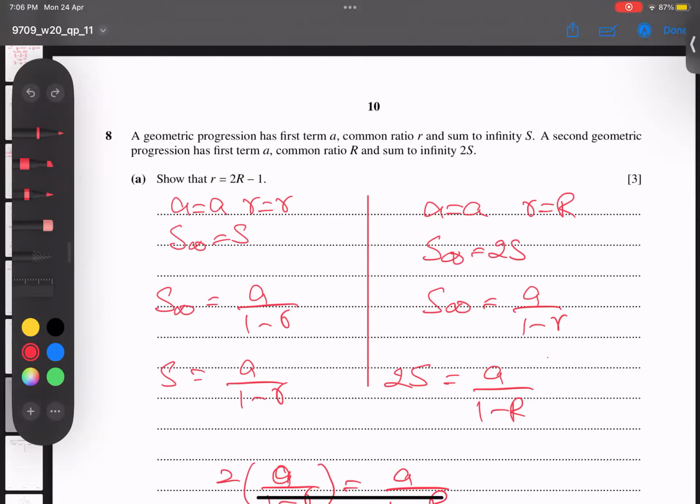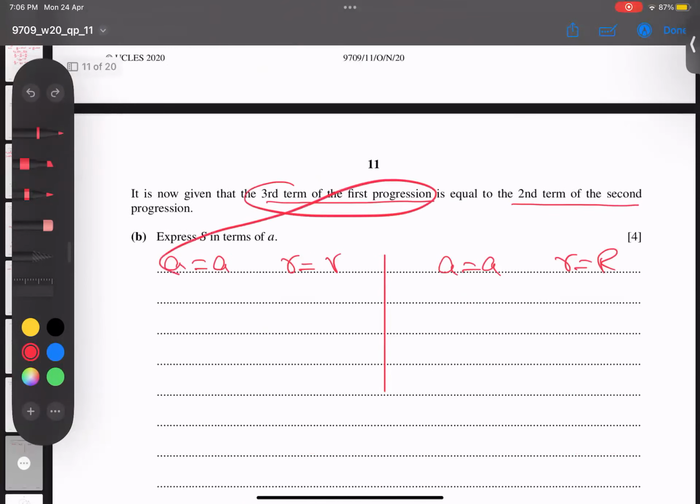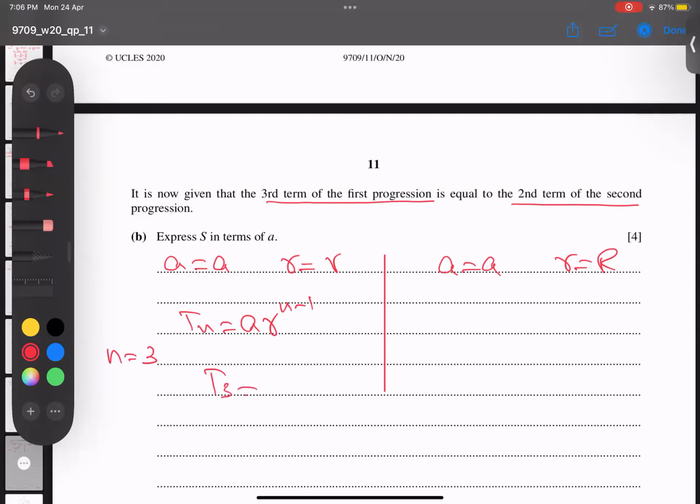In this particular condition, what he's saying now, follow please. The third term of the first progression. What is the third term? How to get the third term? Tn equals a r to the power n minus 1. And the technique is a remains a, r remains r. So this is the third term, so replace every n by 3. So T3 equals a r to the power 2, because 3 minus 1 is 2.